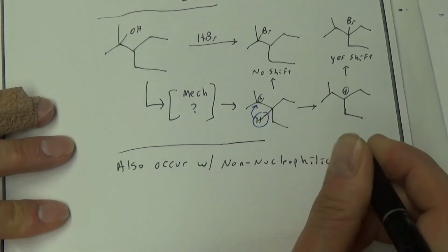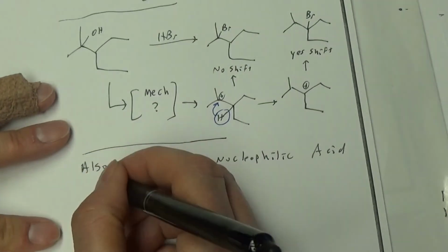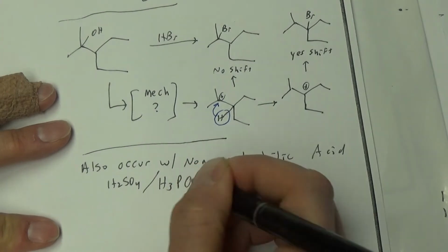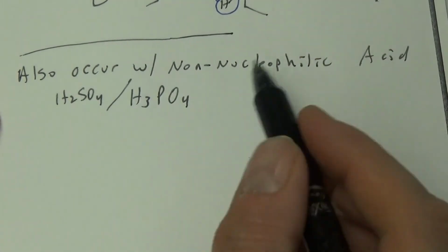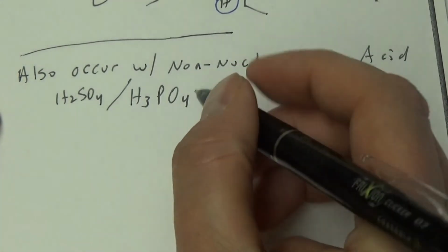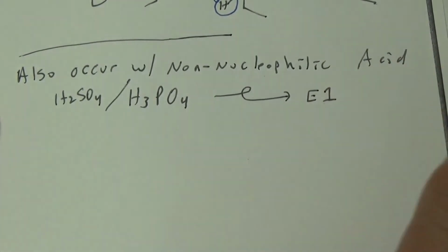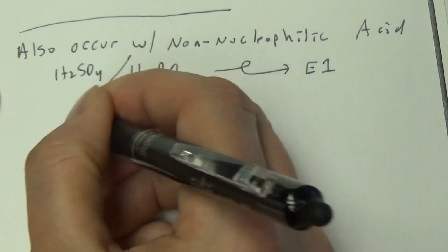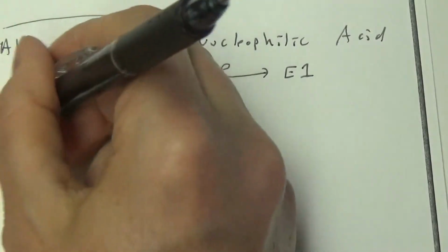What is our non-nucleophilic acid from this chapter? It was the H2SO4 or H3PO4. And what was the reaction that occurs with a non-nucleophilic acid? Not SN1, but what's the reaction? It's E1. So let's show that. Secondary alcohol. Sorry, my bad. Let's fix that. Secondary alcohol.